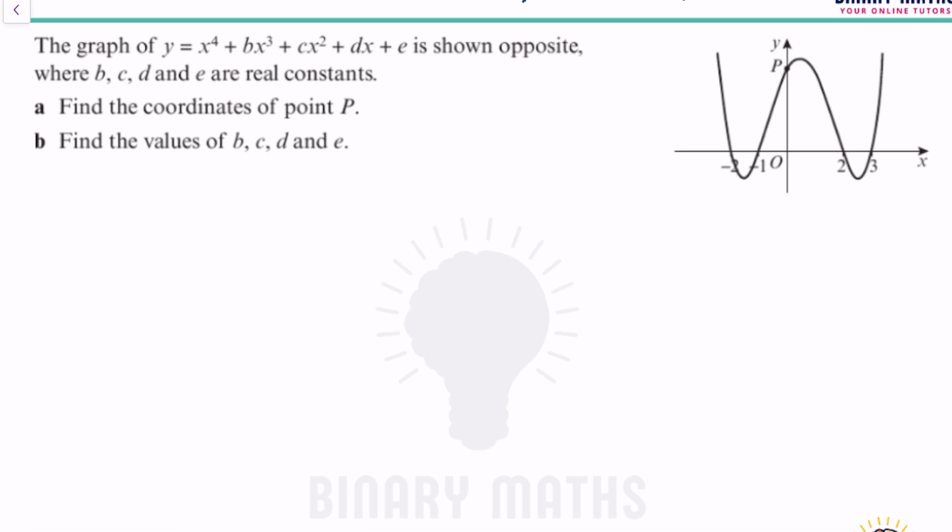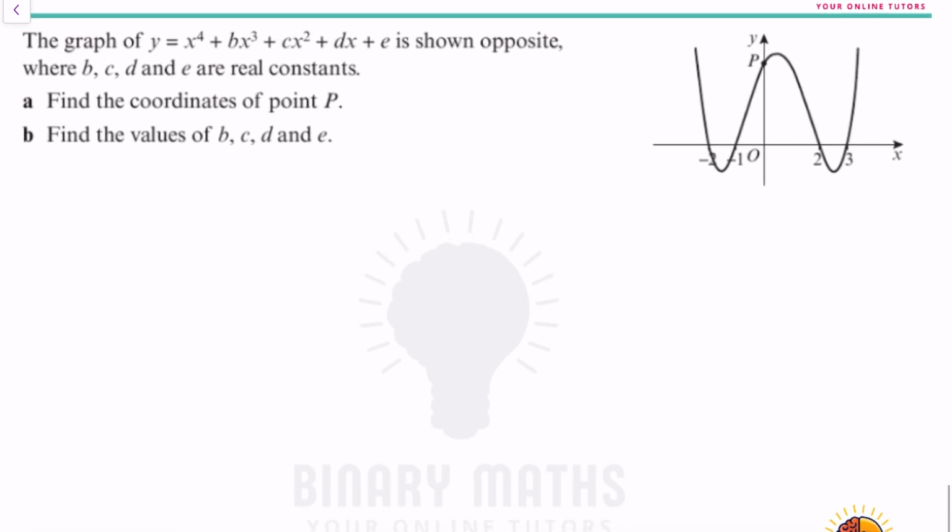One problem solving question before I finish. The graph of y is equal to x to the power 4. So here a is 1. So you don't have to worry about a scalar multiple. Plus bx cubed plus cx squared plus dx plus e is shown opposite, where b, c, d, e are real constants. Find the coordinates of P.